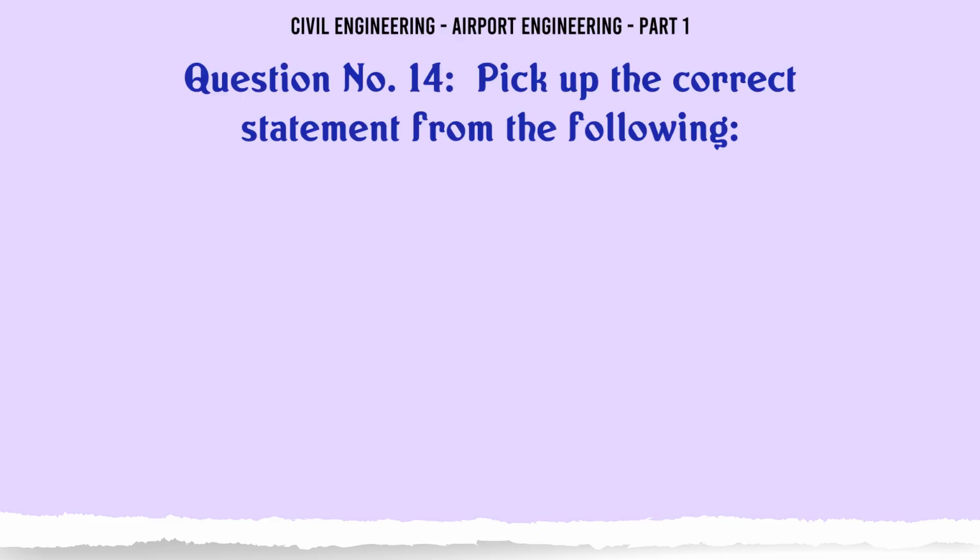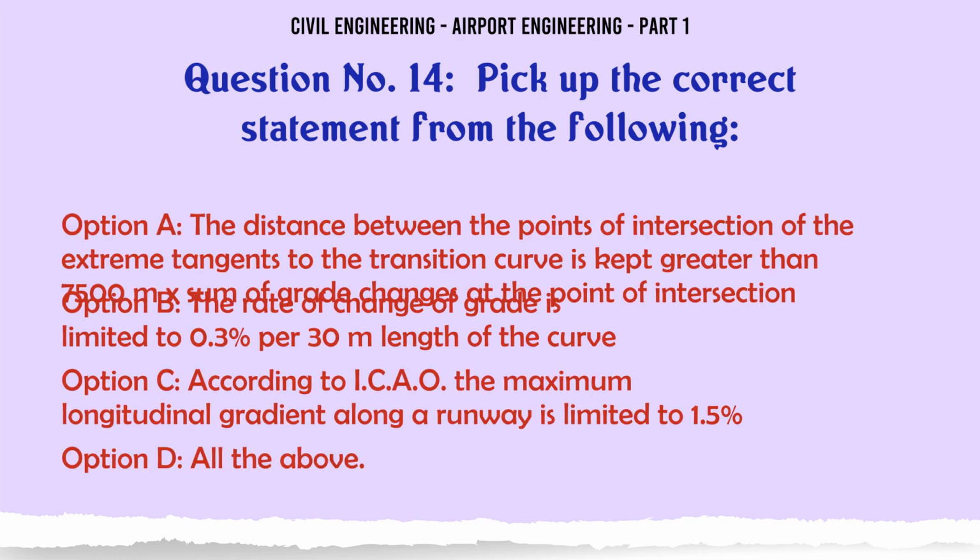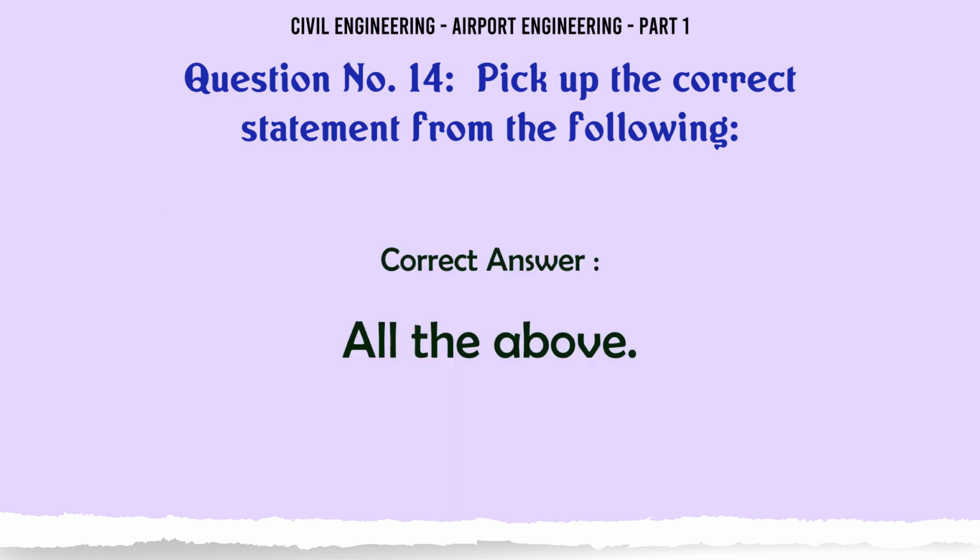Pick up the correct statement from the following. A. The distance between the points of intersection of the extreme tangents to the transition curve is kept greater than 7,500 m times the sum of grade changes at the point of intersection. B. The rate of change of grade is limited to 0.3% per 30 m length of the curve. C. According to I.C.A.O, the maximum longitudinal gradient along a runway is limited to 1.5%. D. All the above. The correct answer is all the above.